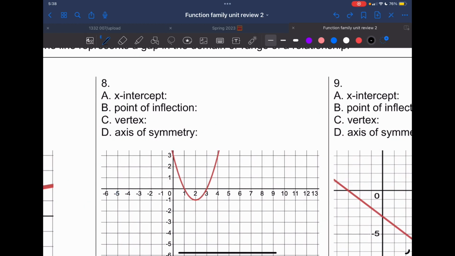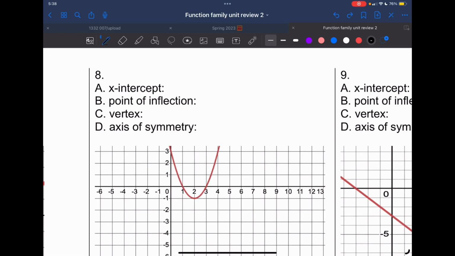We're going to look at number 8. So this is a parabola, so it's probably a quadratic function. I'm going to label the vertex first, and the vertex is going to be 2, -1. And then I'm also going to label my x-intercepts. You can have more than one x-intercept. So my x-intercepts are going to be 1, 0, and 3, 0. Let's go ahead and answer the questions.